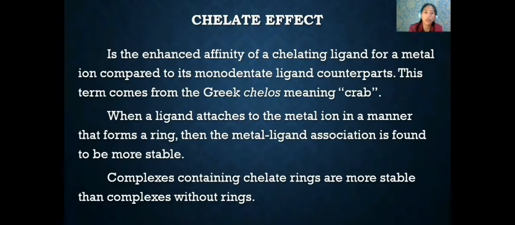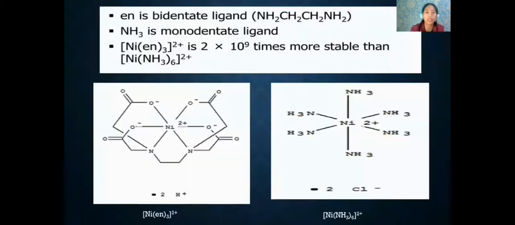Okay, so we have what we call the chelate effect. This is the enhanced affinity of a chelating ligand for a metal ion compared to its monodentate ligand counterparts. This term comes from the Greek word chele, which means crab. When a ligand attaches to the metal ion in a manner that forms a ring, the metal-ligand association is found to be more stable. So complexes containing chelate rings are more stable than complexes without rings.